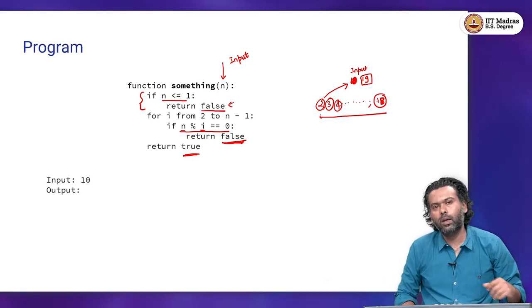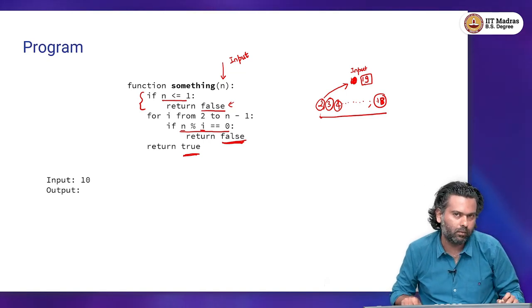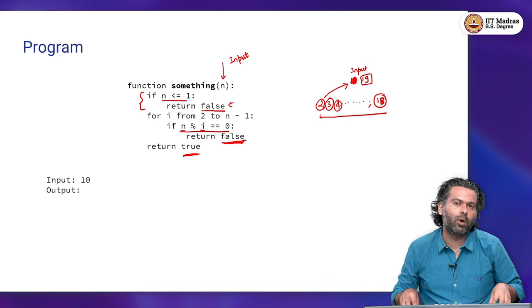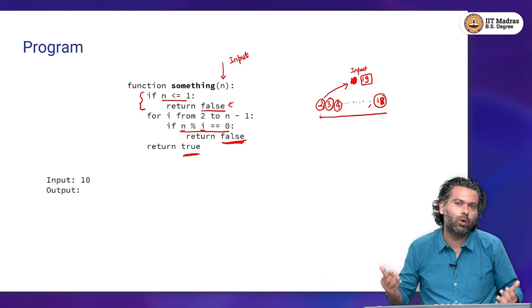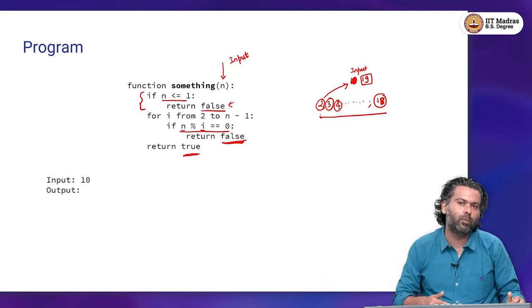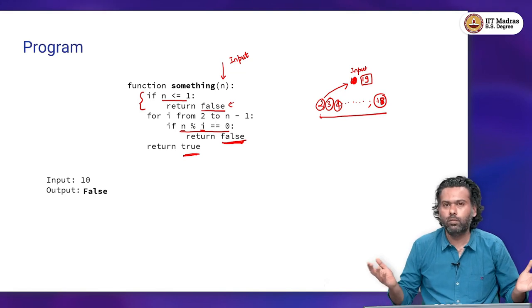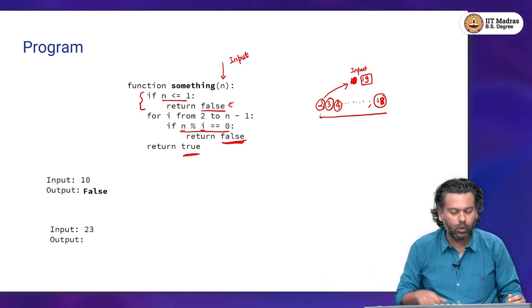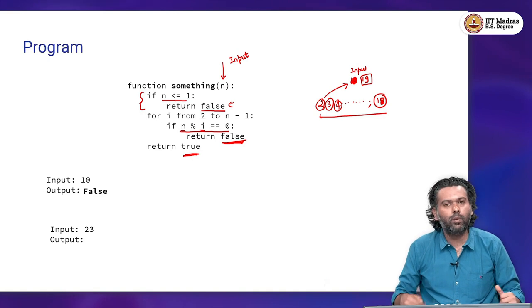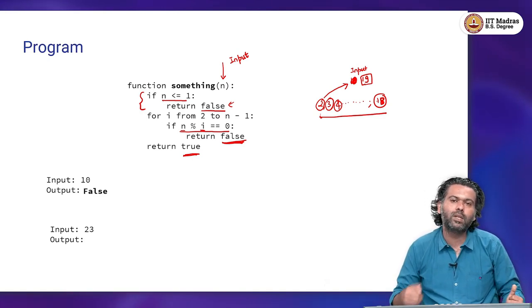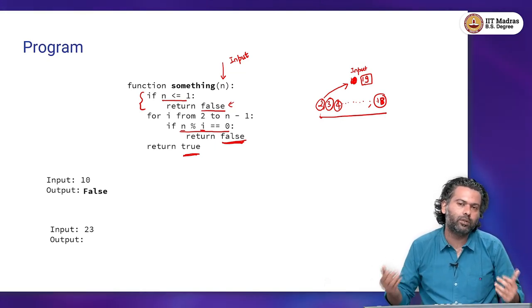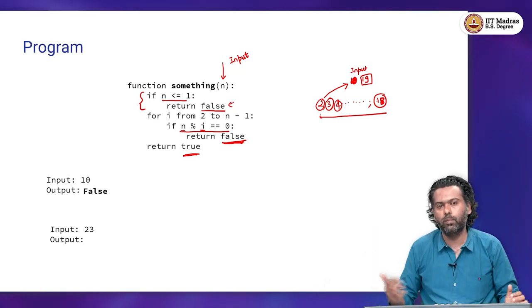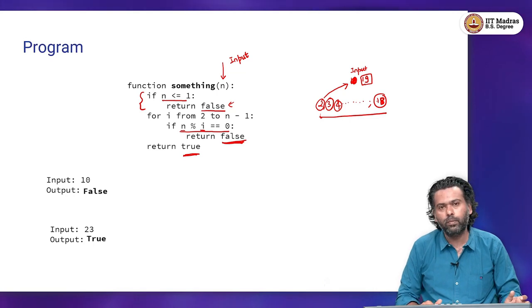Let's start with one example. If I give you the input as 10, will this program output true or false? Well, it has to output false because it will start from 2 and 2 divides 10. So the answer is false. What about 23? Convince yourself that if I start from 2 and go till 22 and try to divide 23 by each of these numbers, none of them will divide 23. So this will be true.